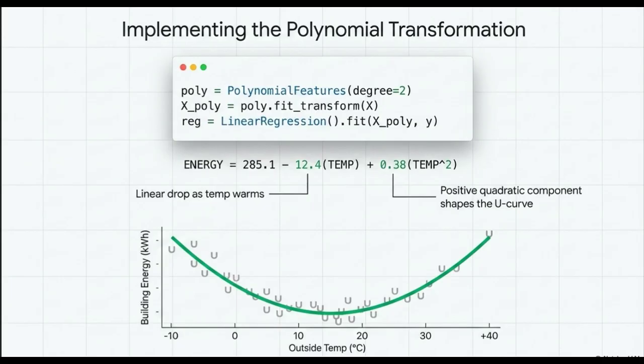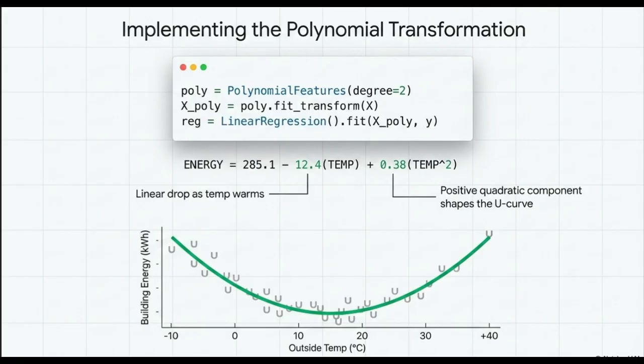And we also set include_bias to false, right? Right, because our linear regression model will automatically calculate its own intercept later on. A really common beginner mistake is leaving this as true, which creates redundant data and just messes up the model's math. Good to know.